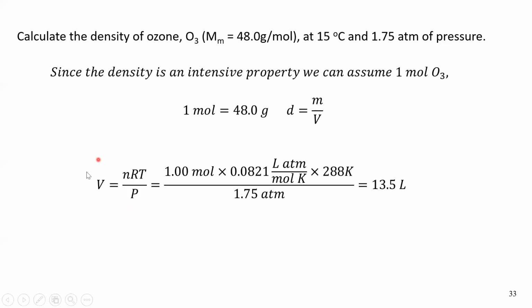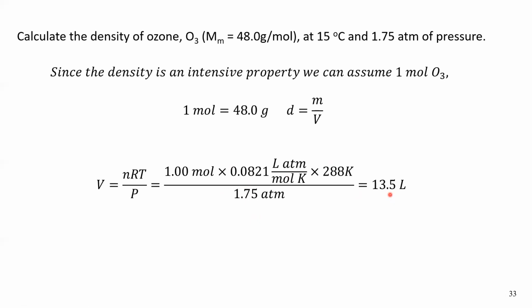So we'll take our ideal gas law equation and solve for V. We can calculate the volume by taking the number of moles of gas, multiplying it by R and T, and dividing it by P. Since we want the mass and the volume to be for the same quantity of gas, we're going to plug in 1.004 moles. We'll use our R value that's consistent with our pressure units, so 0.0821. We'll change our temperature from Celsius to Kelvin, and we've got 1.75 for our pressure. That gives us 13.5 liters for our gas.